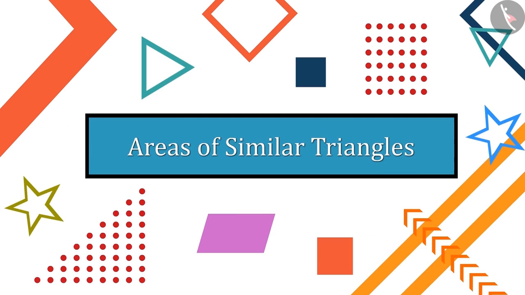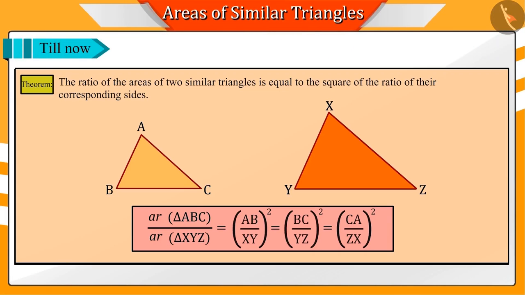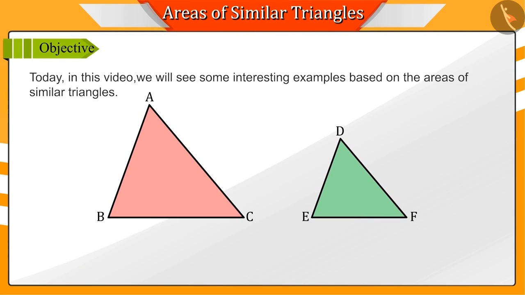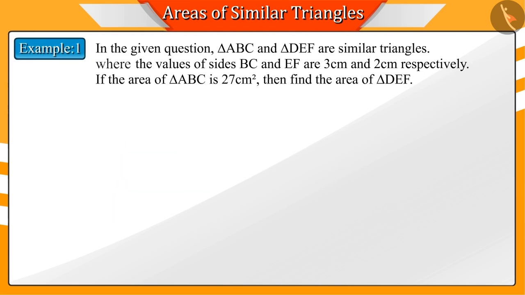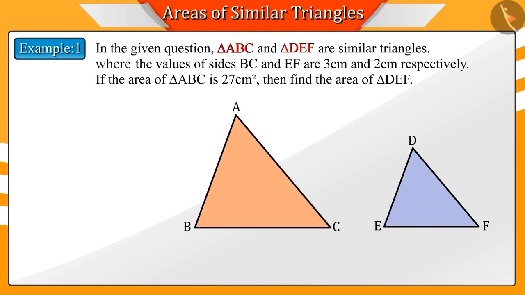Welcome to this video. In the previous video, we saw the relationship between the area of two similar triangles and their sides. Today, in this video, we will see some interesting examples based on this. The given triangle ABC and triangle DEF are two similar triangles with sides BC equals 3 cm, EF equals 2 cm. If the area of triangle ABC is 27 square centimeters, then can you find the area of triangle DEF?